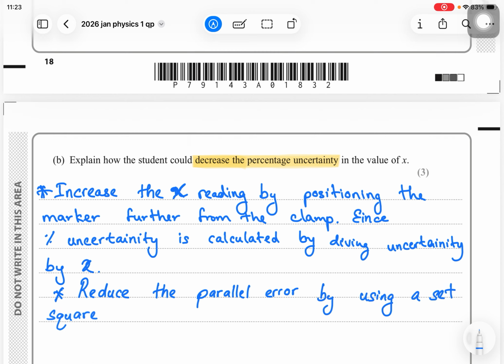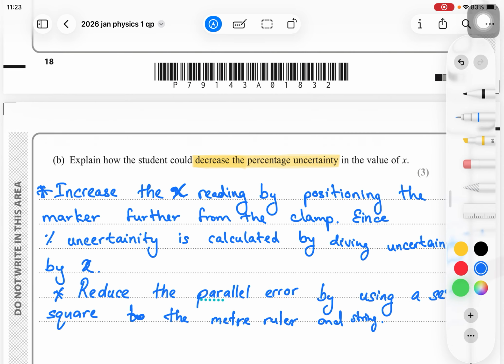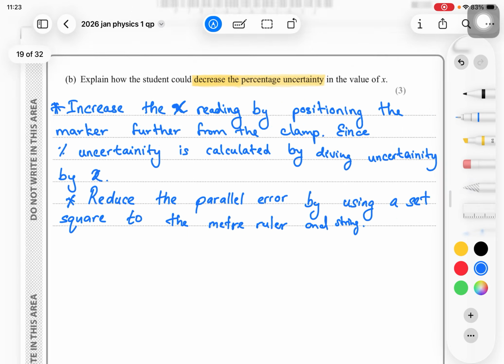We are using a set scale between the meter ruler and the string, so we are going to get a more accurate reading. This will help us to reduce the uncertainty of this reading.